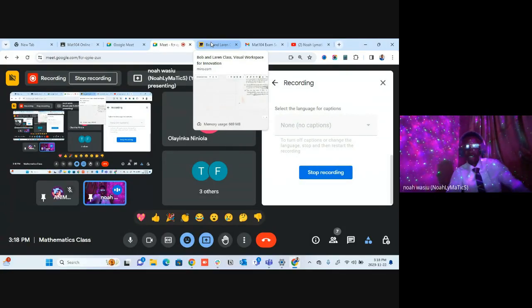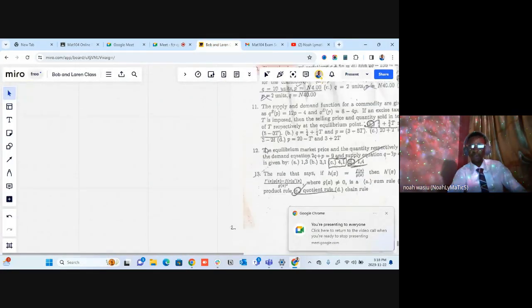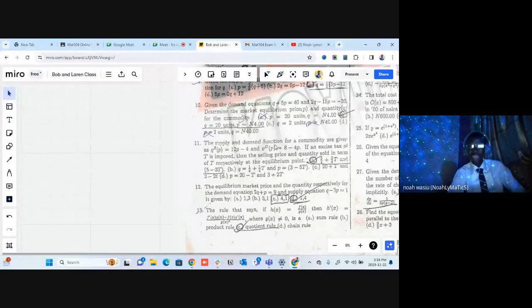So guys, in continuation to where we actually stopped at question number 10, now we have question number 11 here, which says the supply and demand function of a commodity are given as this. Can you interpret this function? If I want to interpret this question, it simply means this function here.